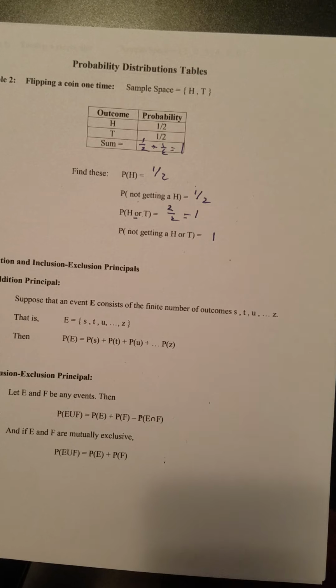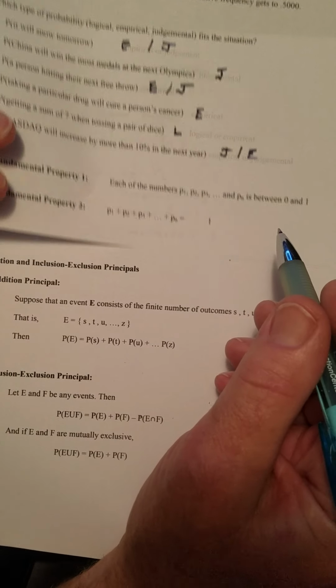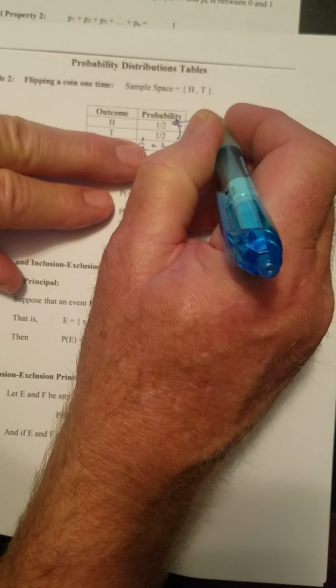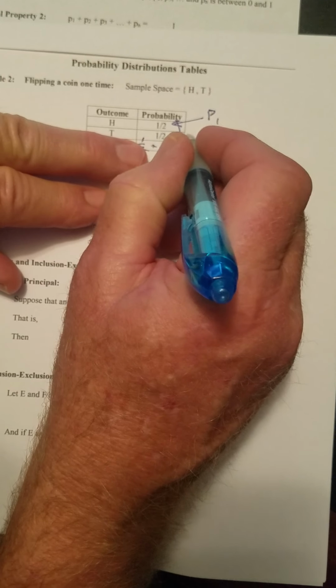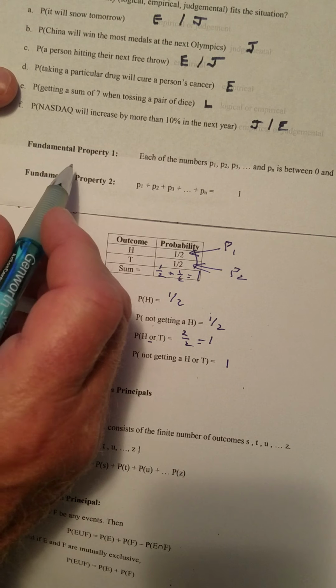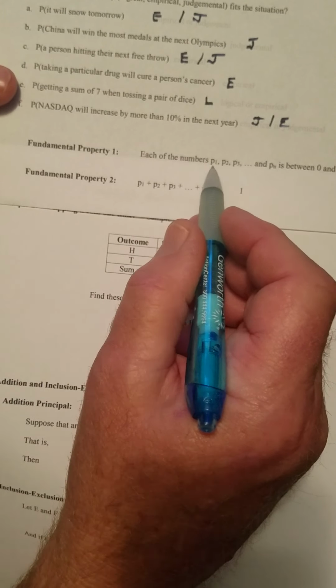Okay, so now I'm going to jump to this. These are all out of order. So each of these probabilities here, there's only 2 of them, so consider that one like P1 and that one P2. And if you had a whole bunch of them, what you notice is all these probabilities are going to be between 0 and 1. So one of the properties, fundamental property 1 they give you, is each of those probabilities, P1, P2, P3, as many as you got, are always going to be between 0 and 1.